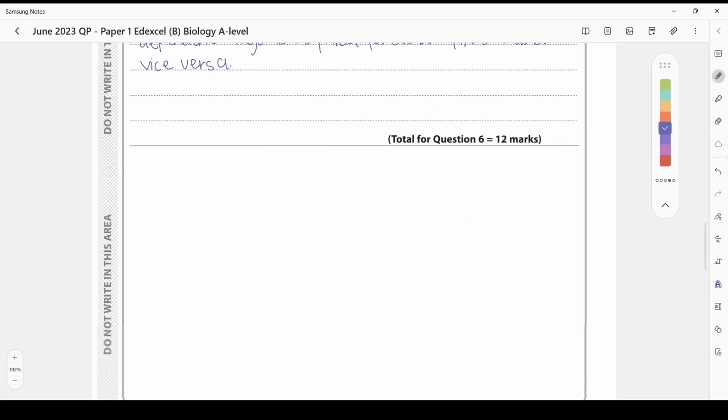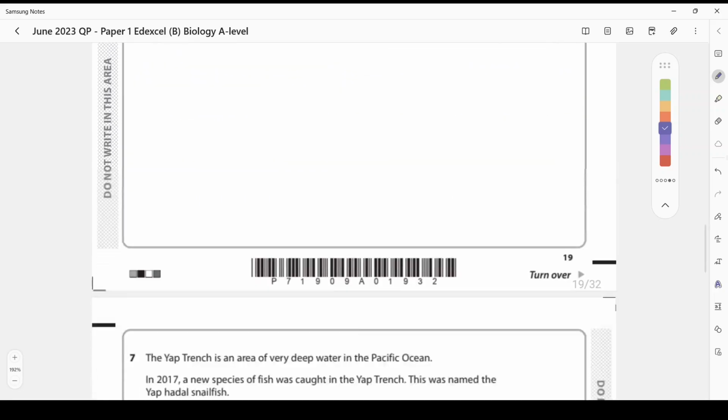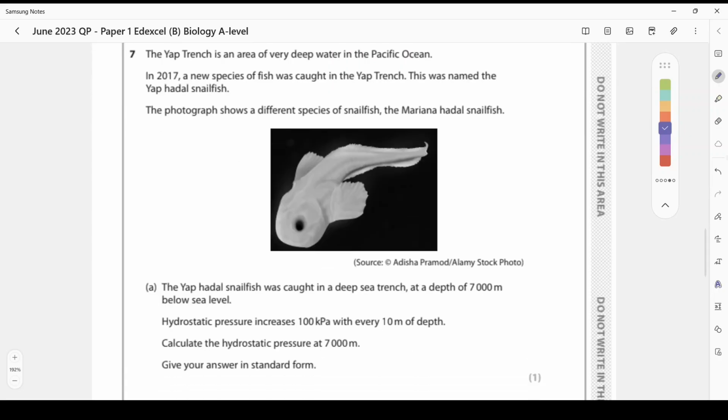All right, let's move on to question 7. The Yap Trench is an area of very deep water in the Pacific Ocean. In 2017, a new species of fish was caught in the Yap Trench. This was named the Yap Hadal snailfish. The photograph shows a different species of snailfish, the Mariana Hadal snailfish.